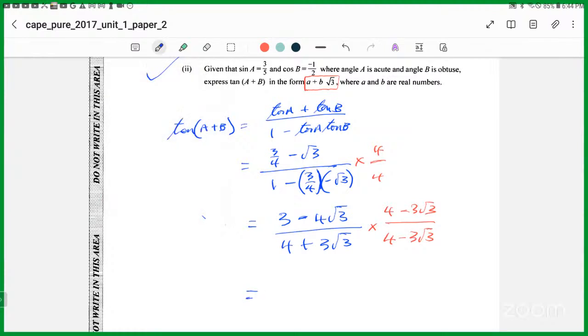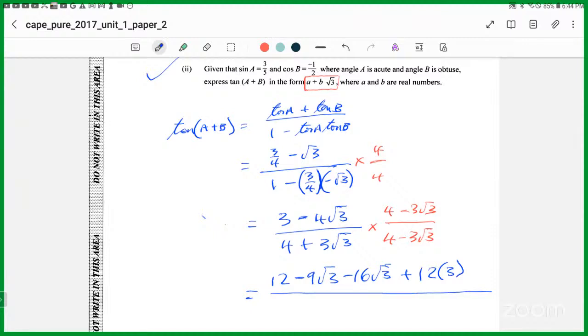So the numerator becomes, I'm going to take this 3 and multiply each of those 2 values first. So I'm going to get 3 times this 4 is 12. And the 3 times this becomes minus 9 root 3. Minus 9 root 3. When you use this now, multiply each of these 2 values. So the negative 4 root 3 times this 4 becomes negative 16 root 3. Then the negative 4 root 3 times that negative 3 root 3. The minus first becomes a plus. The 4 times the 3 is 12. And then the root 3 times root 3 is 3.